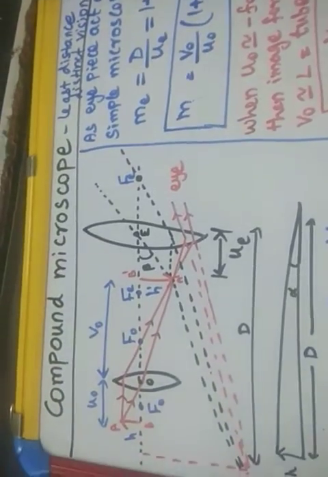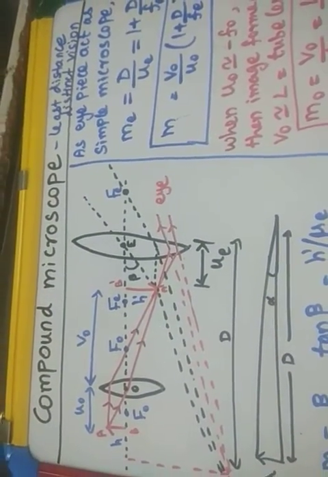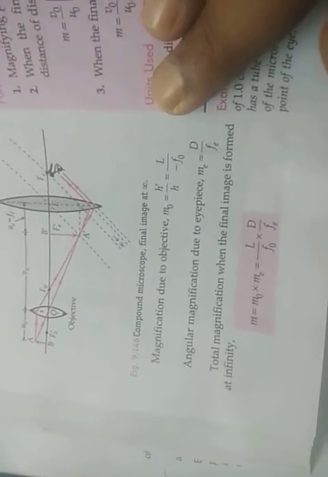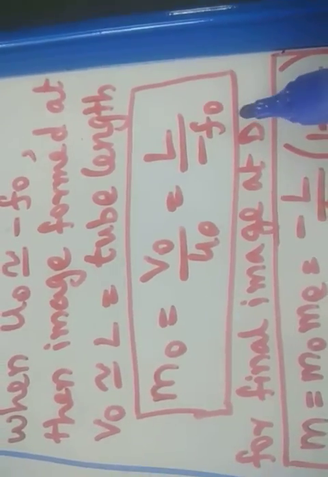For the same compound microscope, when the final image is formed at infinity, what will happen? We will see that, very simple. I will show this picture. This picture shows that the final image is formed at infinity. So very simple, the objective magnification M0 is equal to HI by H0, that is L by minus F0. That we already derived here. That is M0 which is equal to minus L by F0.